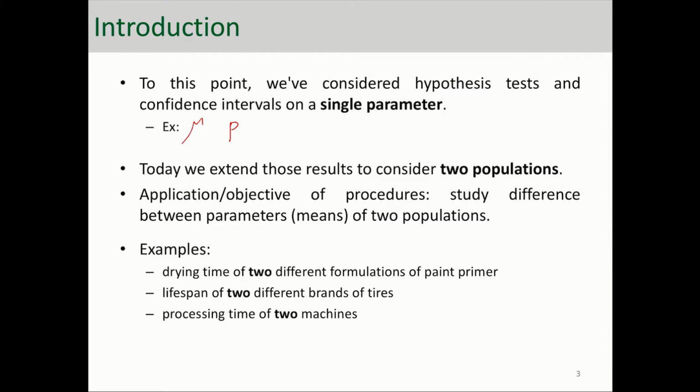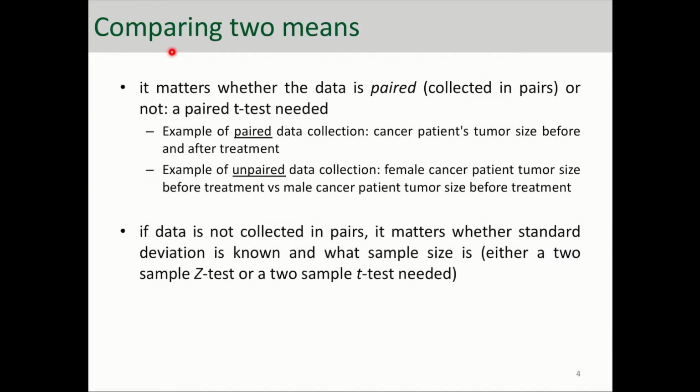And the application of that is when you want to study the difference between parameters, in this case means, mu1 and mu2. We want to study the difference between mu1 and mu2, mu1 minus mu2. And some examples of that in real life is, let's say, drying time of two different formulations of a paint primer, or lifespan of two different brands of tires, or processing time of two different machines. In all these examples, what you see is we have two populations, two brands of tire, two brands of paints, and two different machines.